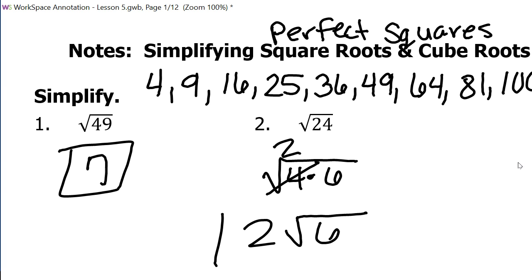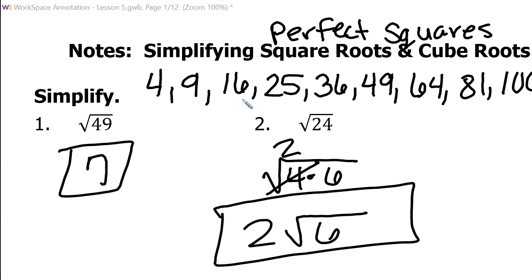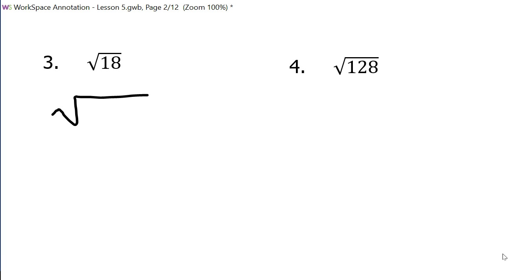Next one, problem 3. We have the square root of 18. Now, is 18 a perfect square? No. We need to find the largest perfect square that's a factor of 18. If I look at my list of perfect squares, it's not going to be 25 or larger. The only perfect square I could use would be 4, 9, or 16. And which one of those is a factor of 18? 9. So I'm going to use 9 times 2. Put the perfect square first.